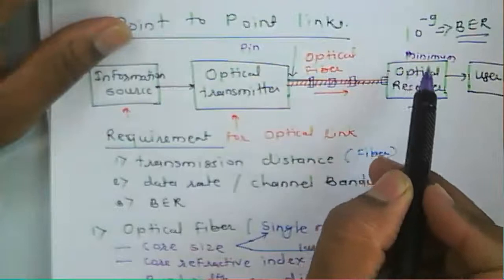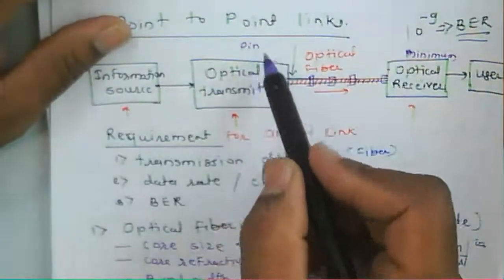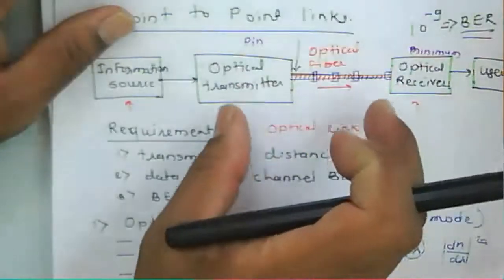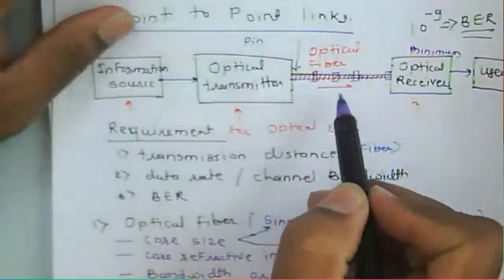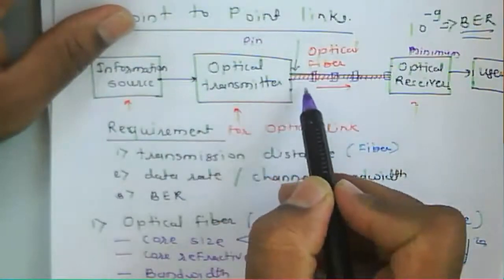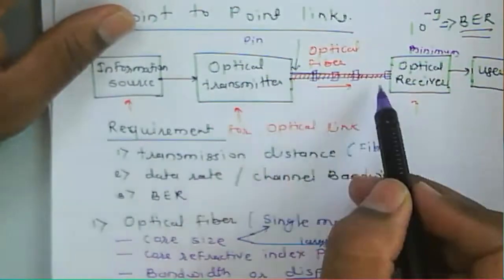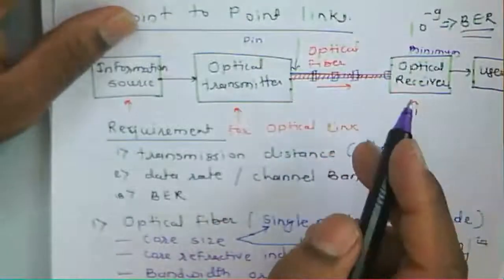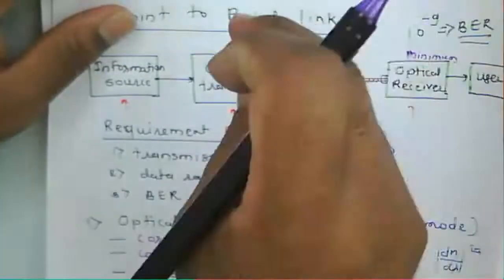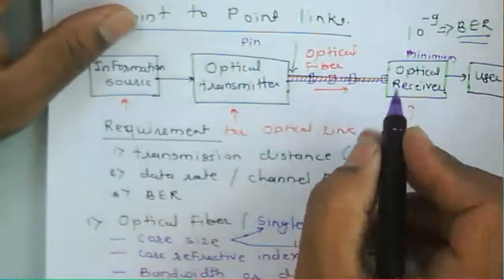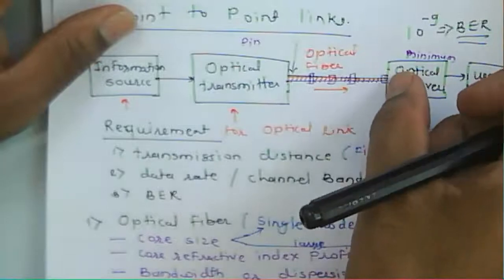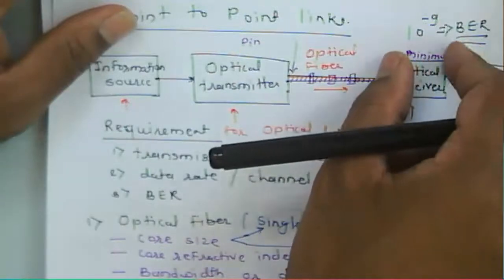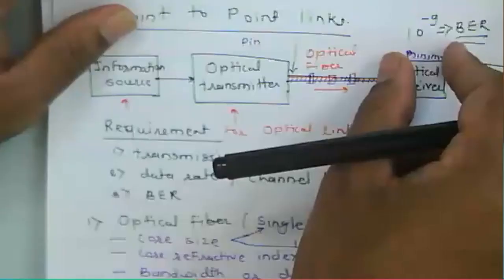So for this minimum requirement, how much power is to be transmitted by this particular transmitter? We consider the loss at the connector or coupler, loss at the splice, and attenuation or loss in the optical fiber. If you consider all the overall loss, then how much power will reach the optical receiver, or what will be the minimum power requirement for the receiver sensitivity.